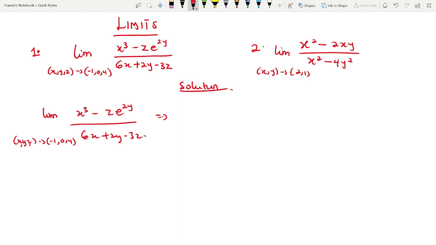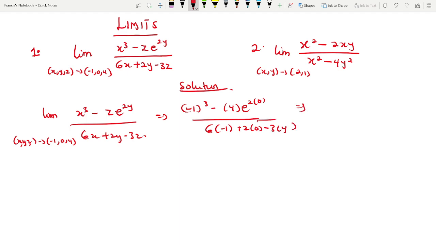So let's do the first step. Let's put our limit values into it. Wherever you see x, you put -1. Wherever you see y, you put 0. Wherever you see z, you put 4. So I'll have -1 all cubed minus z, which is 4, multiplying e to the power 2 multiplying y, which is 0, all over 6 multiplying -1 plus 2 multiplying 0 minus 3 multiplying 4, right?